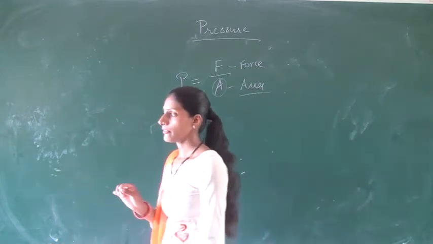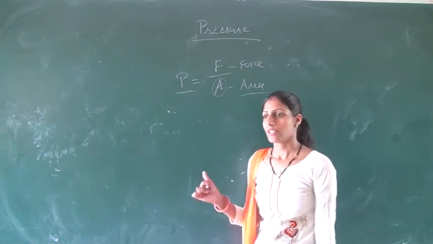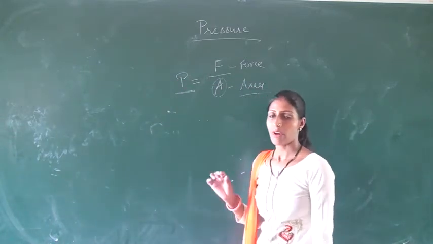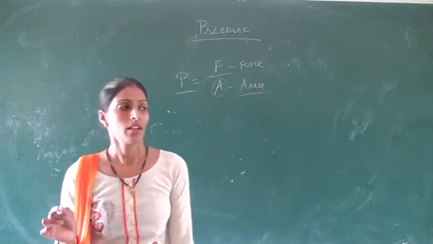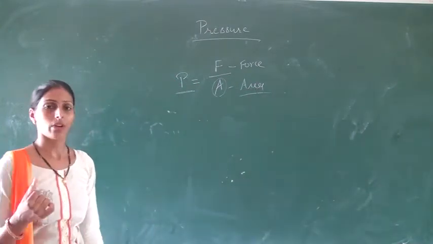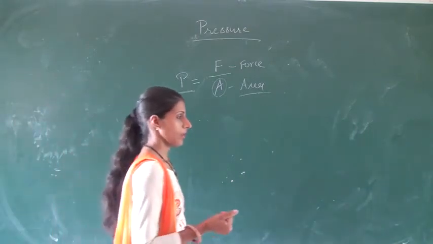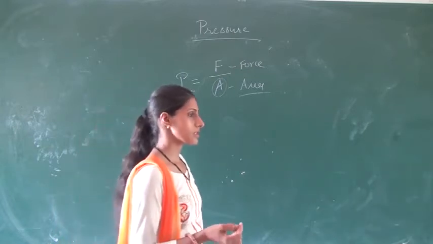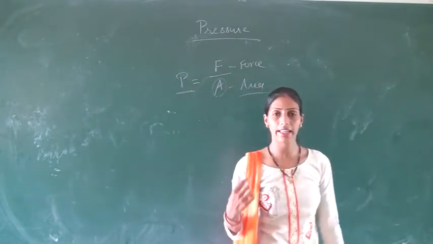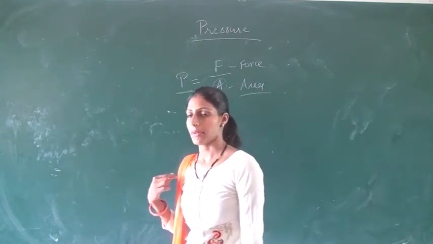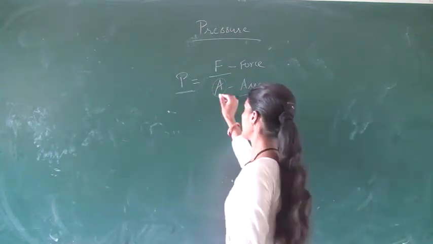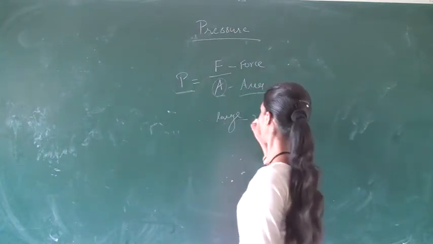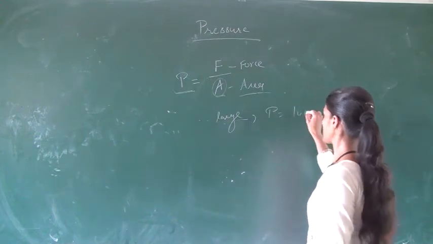In our daily life, we use school bags. Generally, school bags have wide straps that we keep on our shoulders. Why do school bags have wide straps? Because they cover a large area of our shoulder, and when the area is large, then the pressure becomes small.